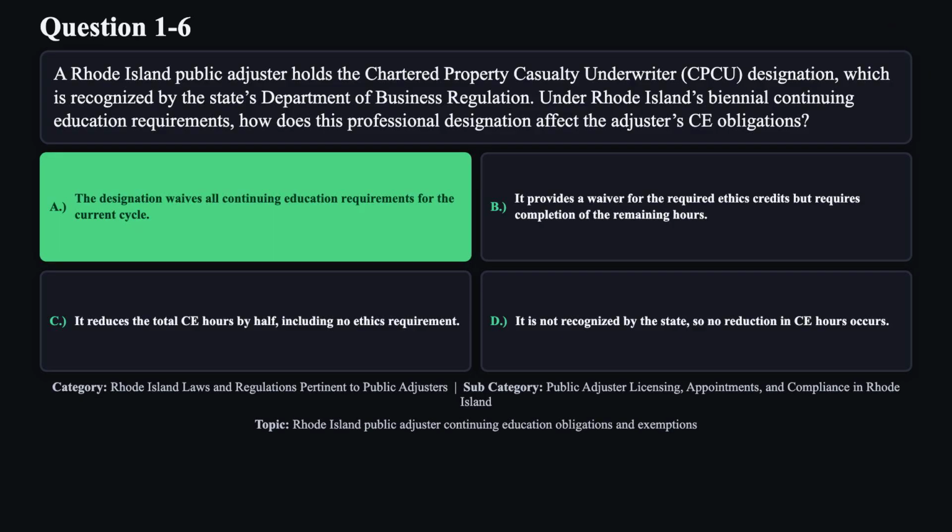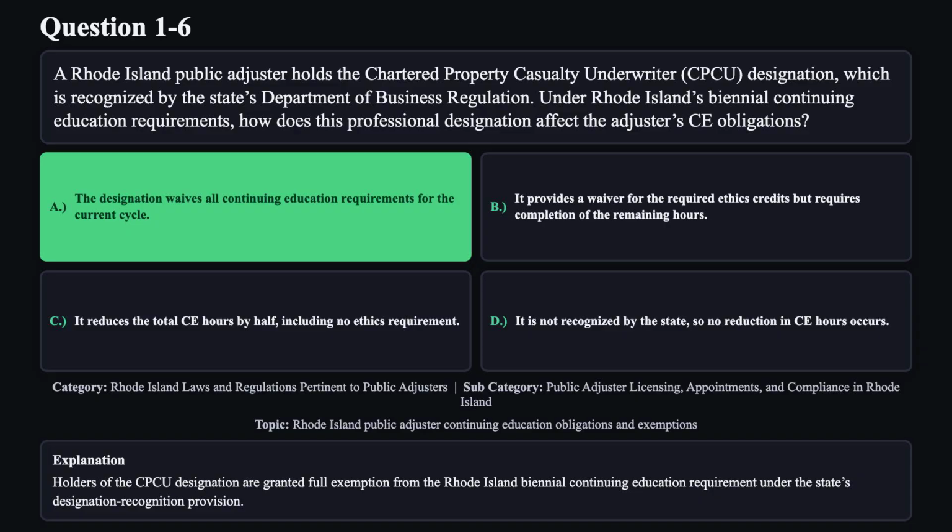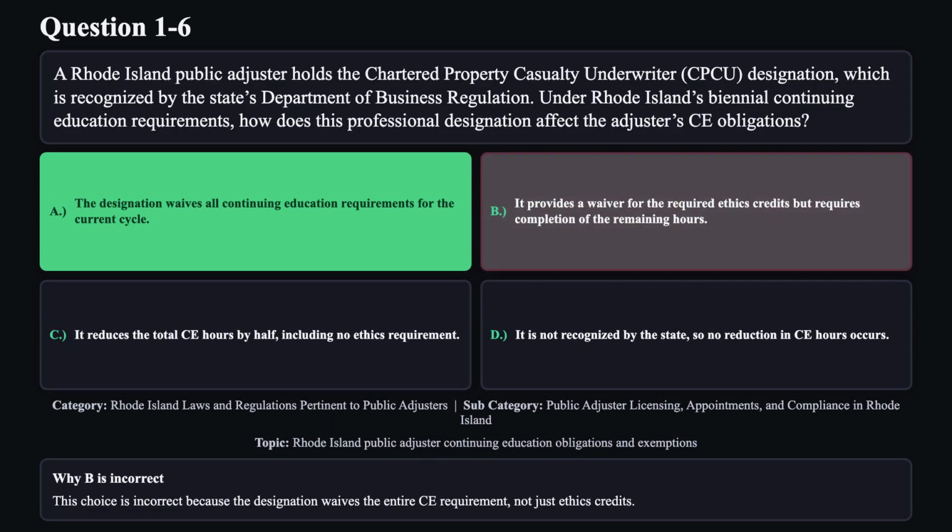The correct answer is A. Holders of the CPCU designation are granted full exemption from the Rhode Island biennial continuing education requirement under the state's designation recognition provision. Reason B is not correct. This choice is incorrect because the designation waives the entire CE requirement, not just ethics credits.